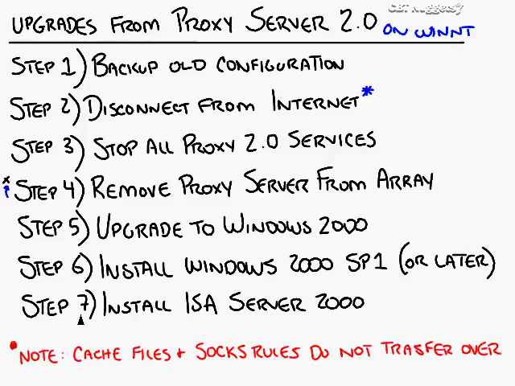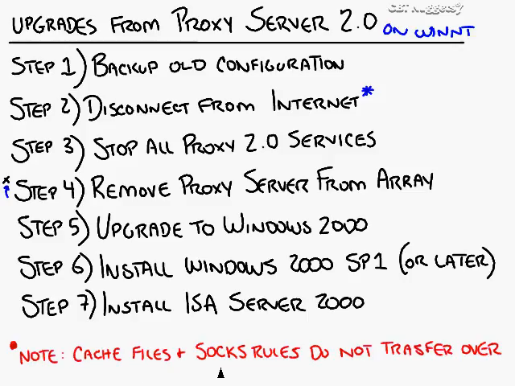Finally, step 7 is to install ISA Server 2000 and all your proxy settings will migrate over. They will now be applied in Windows 2000 with the exception of your cache files and SOCKS rules. I know that sounds kind of funny. Cache files is because overall ISA Server uses a totally different caching system, so the cache files won't move over. And overall, by the time you upgrade to Win 2000 and upgrade to ISA Server, the cache is probably out of date anyway, so that's no big deal.